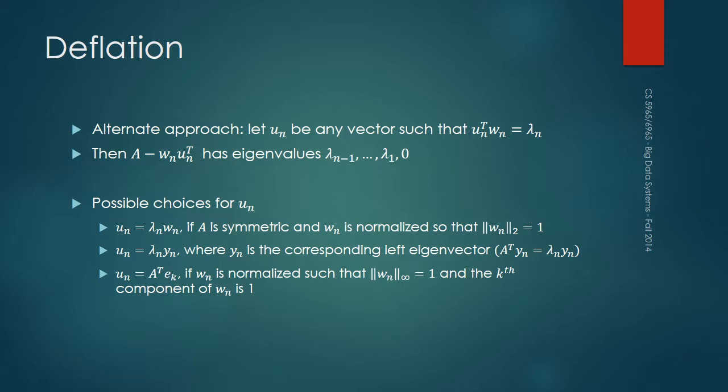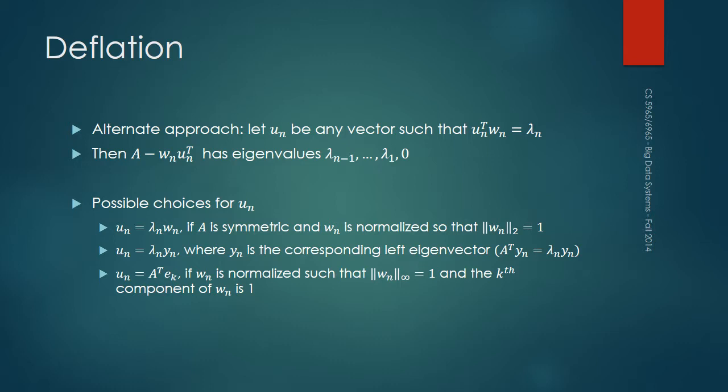Of course, if A is not symmetric, and you will see that this is basically a sub-case of this, you will have to find the left eigenvector yn, which is of the transpose matrix. If A was symmetric, then yn is the same as wn, so we didn't have to do this. But if A was not symmetric, you would compute the dominant eigenvector of the transpose matrix and use that to subtract out the influence.